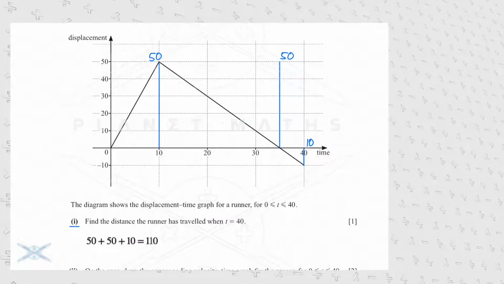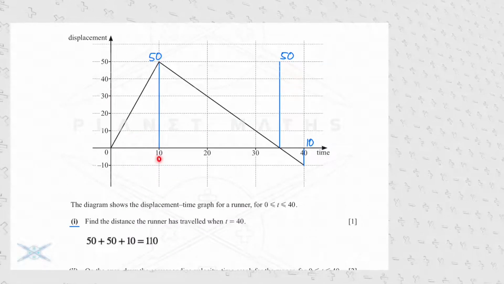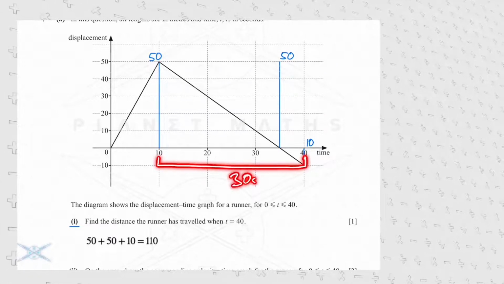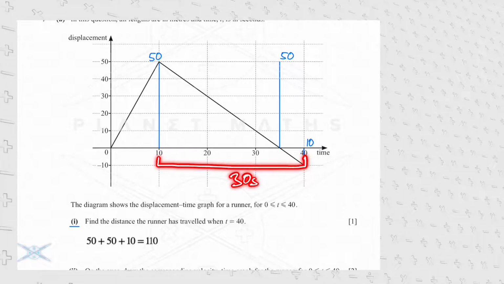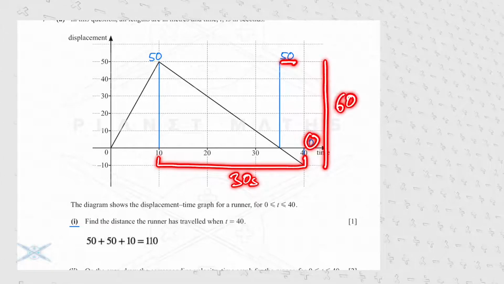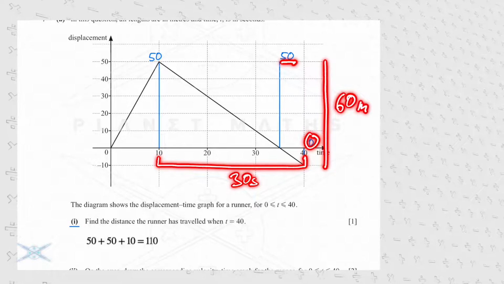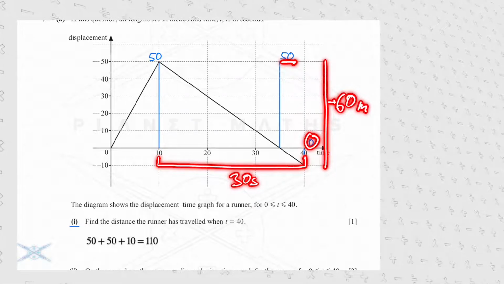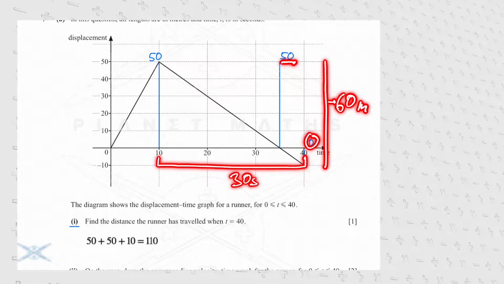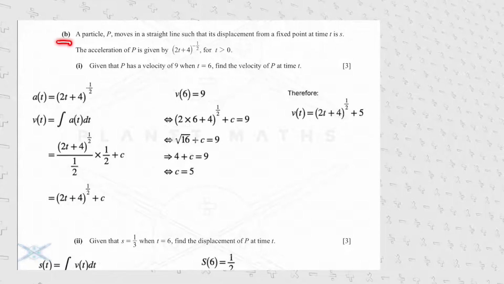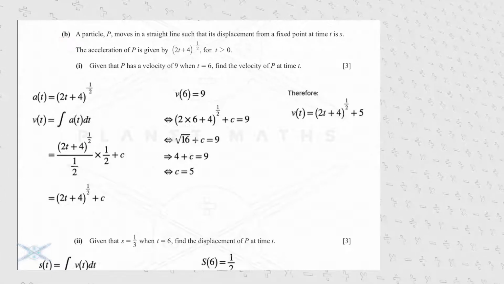Thereafter, the runner changes directions for the remainder of the time, meaning 40 minus 10 equals 30 seconds. And during this time, he traveled a distance of 50 plus 10 meters, which is 60 meters. And since he traveled in the opposite direction, we need to calculate the speed accordingly as negative 60 over 30, which equals negative 2.